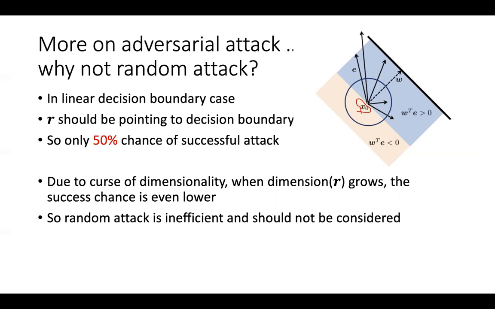No, I don't think so. Let's make an example here. In your case, you argue that suppose the boundary is like that, the random perturbations will only have a half chance. Suppose I let the boundary be like this. In this case, the random perturbations can still achieve a 100% chance of a successful attack.